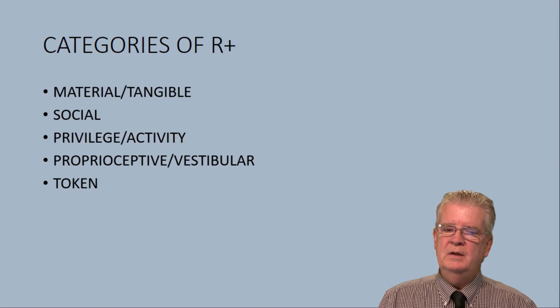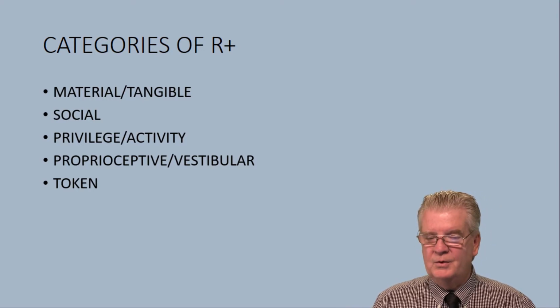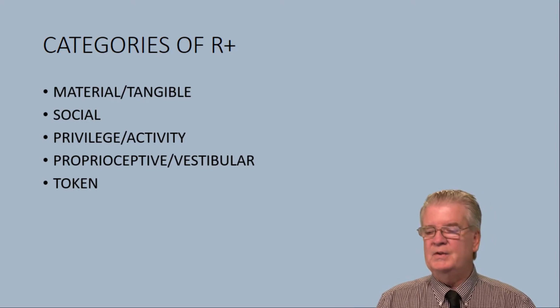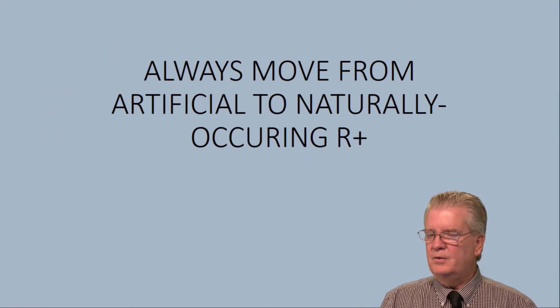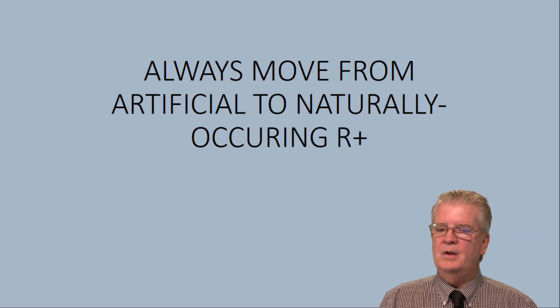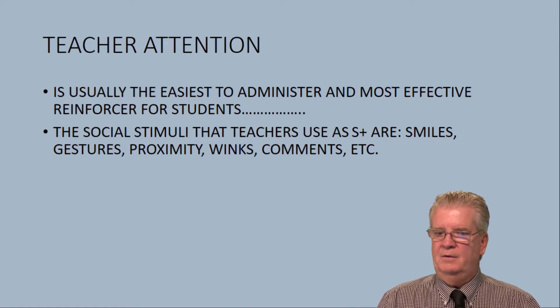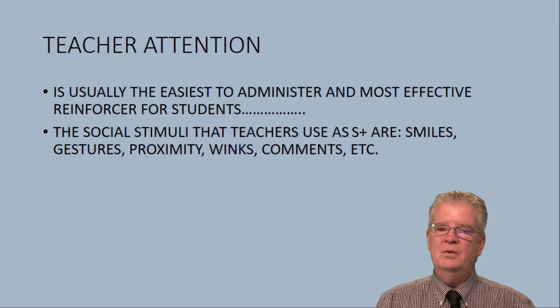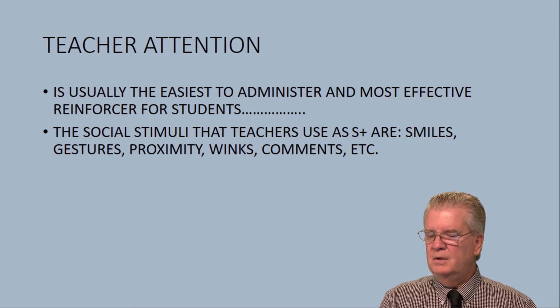So think about really going with the social. It's the most powerful. That's where you want to wind up. And where we ultimately want to wind up is our students get joy from learning. It's self-satisfying. They have tasted success. They want to keep going. So you want to move from artificial to naturally occurring reinforcement. You don't want to stick with the artificial. You really want to get with the naturally occurring. Your praise, teacher attention. It's usually the easiest and best, usually. And just look at all those smiles, gestures, proximities, winks, things like that. It's very, very powerful stuff for our students.